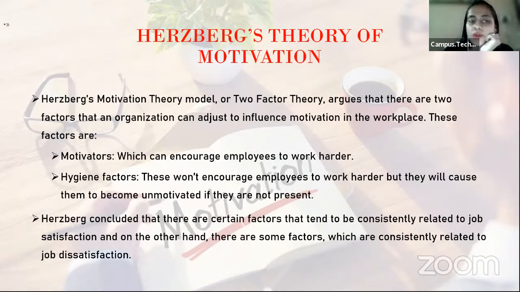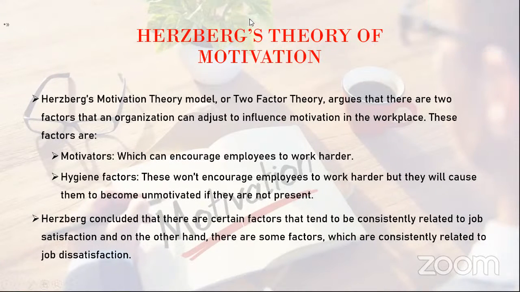Now, this Herzberg theory model is a two-factor theory. This theory is also known as two-factor theory. Two-factor theory argues that there are two factors that an organization can adjust to influence motivation in the workplace. It says there are two different factors because of which it can influence motivation at the workplace. What are those two factors?